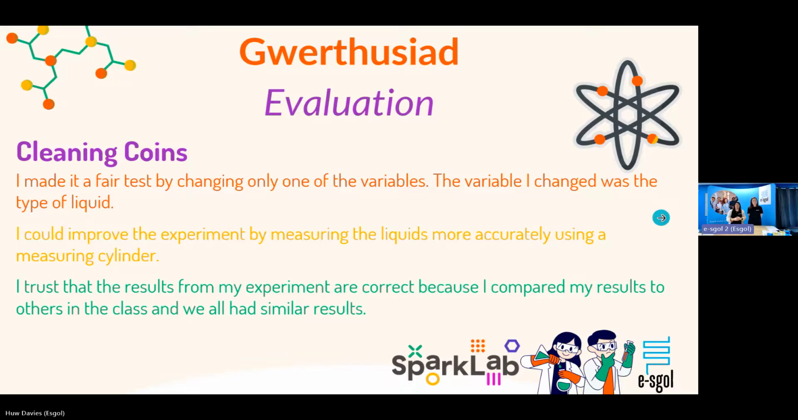If you haven't got measuring cylinders in class, remember, it doesn't matter. You could use a jug, you could use something else. You could even make a little measuring cylinder out of a cup, okay? And then give something about the results as well. So we trust that the results from our experiments are correct because we were able to compare them to others in the class, okay?